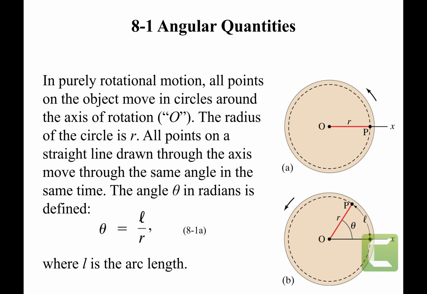In a purely rotational motion, all points of the object move in circles. If there's a point here, and another point here, on a disk, everything rotates with respect to the center. That is the axis of rotation. The radius of the circle is given as r. All points on a straight line drawn through the axis move through the same angle in the same time.